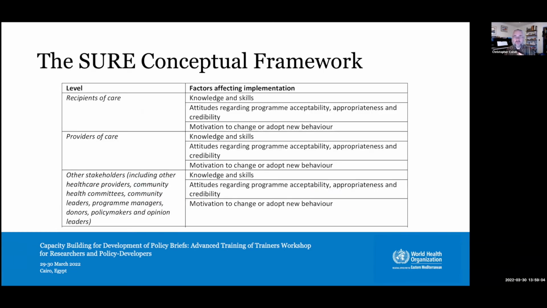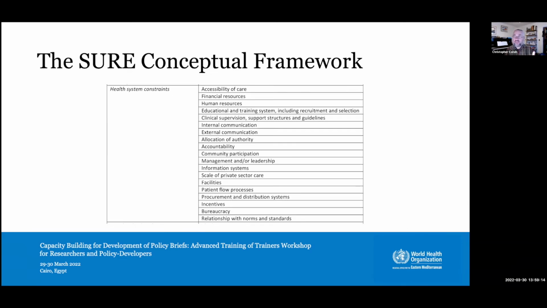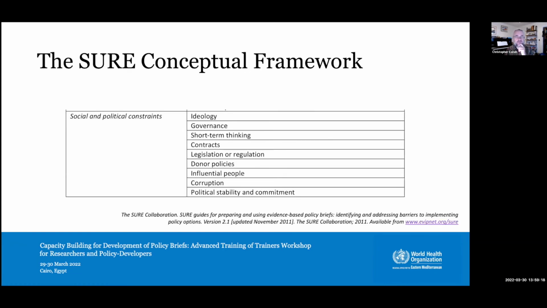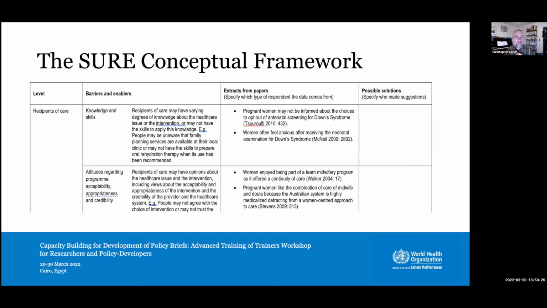Then I went through the SURE Framework, which is just a kind of organized list of factors affecting implementation. These are the individual ones. These are the health systems ones. There's lots of different ones here. These are the social political ones. And I talked about how we modify those, right? And this is the way that we use that framework to kind of extract information from underlying studies.